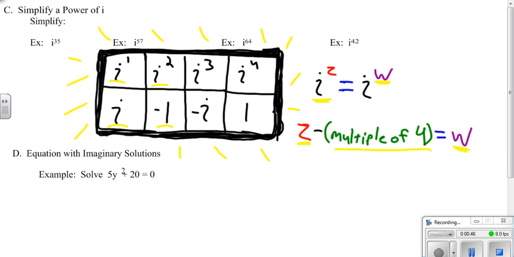Quick example, if we had i to the 9th, we'd say 9 is our z, minus 8, which is our multiple of 4, and that equals w, which is 1 in this case. 9 minus 8 is 1. So i to the 9 equals i to the 1. And from our table, we see that i to the 1 is i. So both of these just equal i.